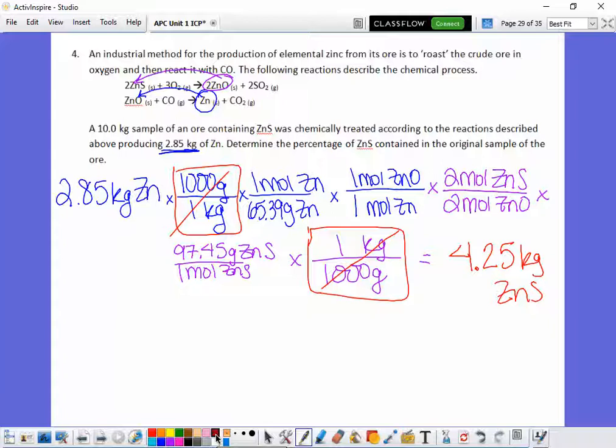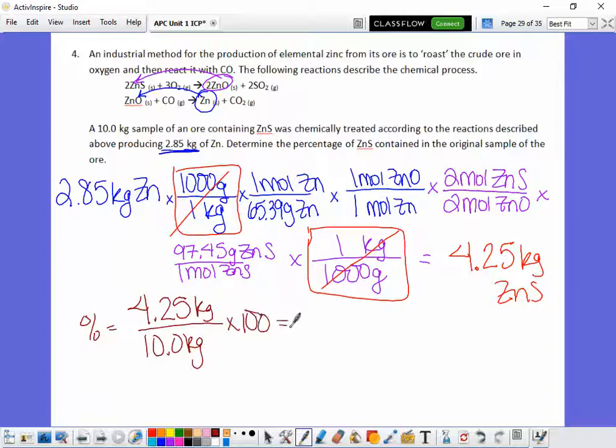And now, I want to find the percent of zinc sulfide that was in that ore. So what do I do? Divide that by 10. And then times 100. Which is 42.5%. So that's how much zinc sulfide was in that ore sample. That kind of tells you the purity of that ore. Okay?